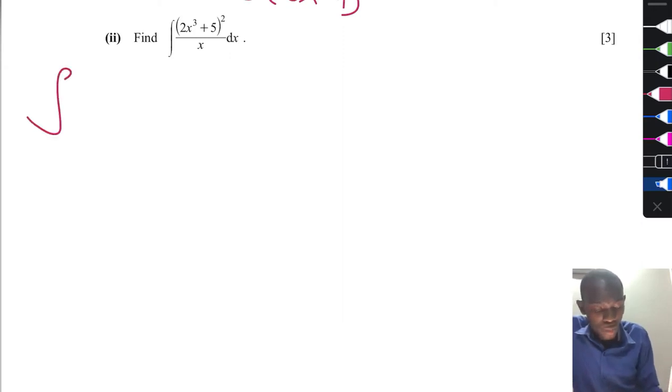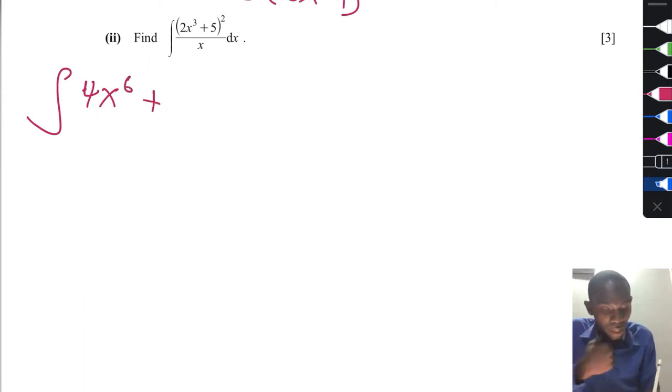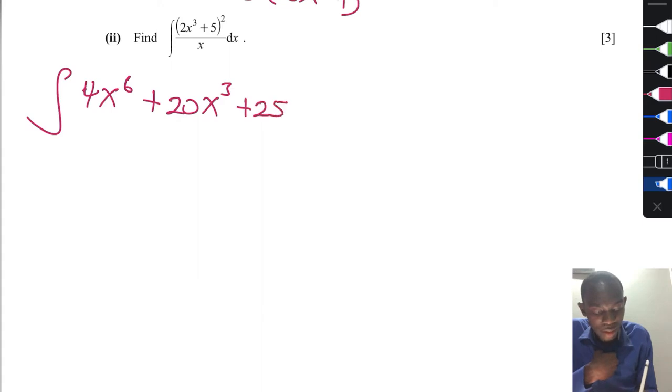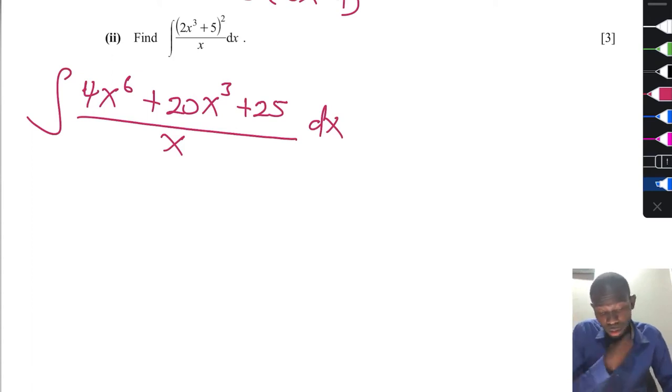Now, if we expand, the numerator is going to be 4x to the 6th power, right? Okay, then we are going to have 20x cubed, right? And then we are going to have 25 all over x dx. Right, I hope my expansion is correct. Check it out for me if I've made a mistake.